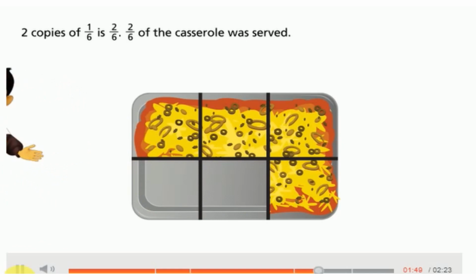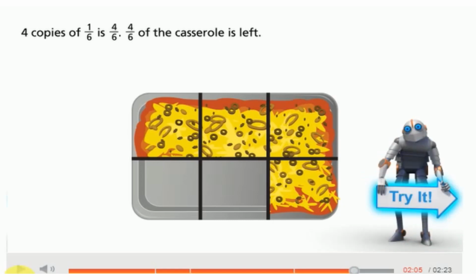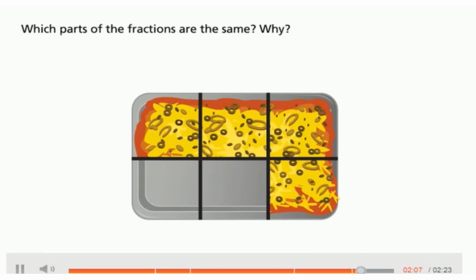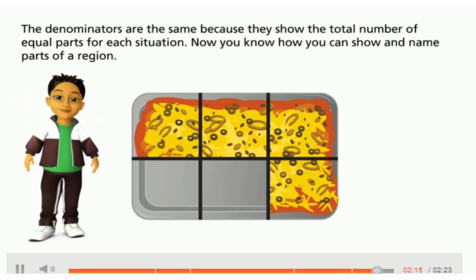2 copies of 1/6 is 2/6. 2/6 of the casserole was served. 4 copies of 1/6 is 4/6. 4/6 of the casserole is left. Which part of the fractions are the same? Why? The denominators are the same because they show the total number of equal parts for each situation. Now you know how you can show and name parts of a region.